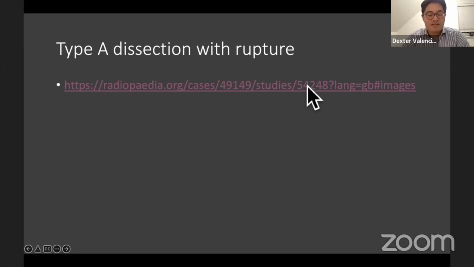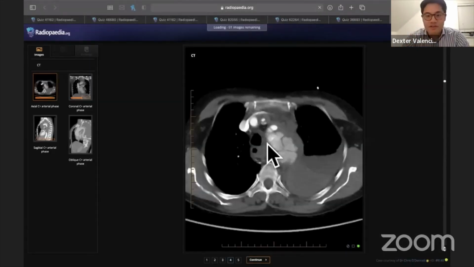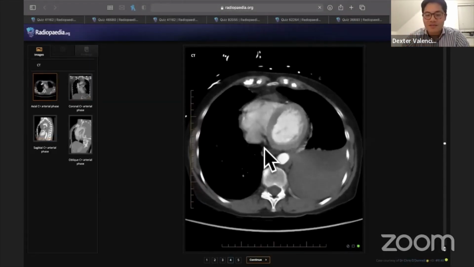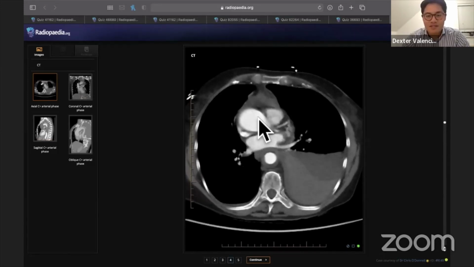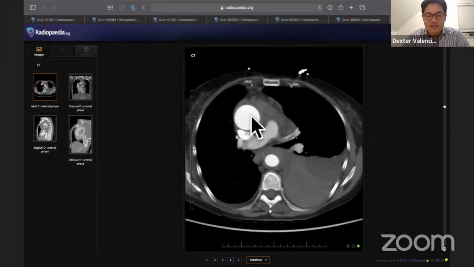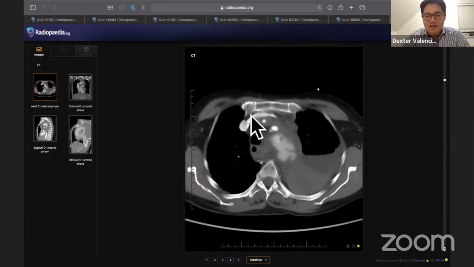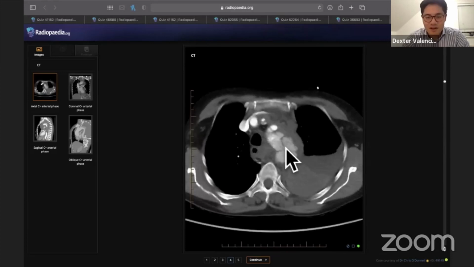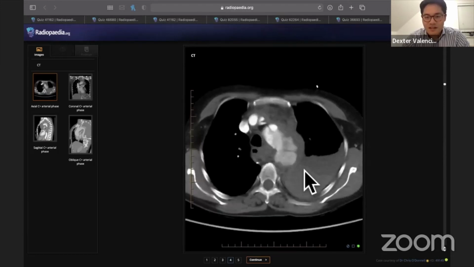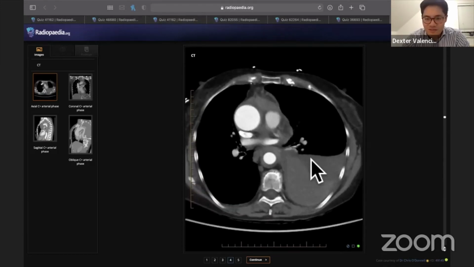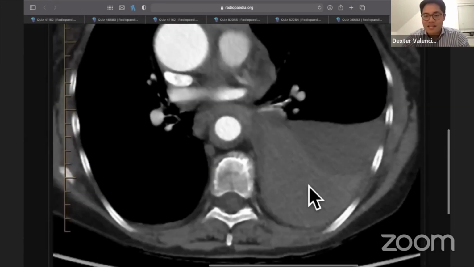This is a type A dissection with rupture. So rupture is one of the things we don't want to see. It's very bad for the patient. So again, left ventricle, as we come up, we can see the ascending aorta. There's nothing going on there. And then as we come here, we've seen a lot of lines. It's very heterogeneous. And for some of you that have noticed, there's this meniscus here. This is a big left pleural effusion. You can probably see that there's a slight difference in the attenuation. So this one here is a lot more dense compared to the one here.